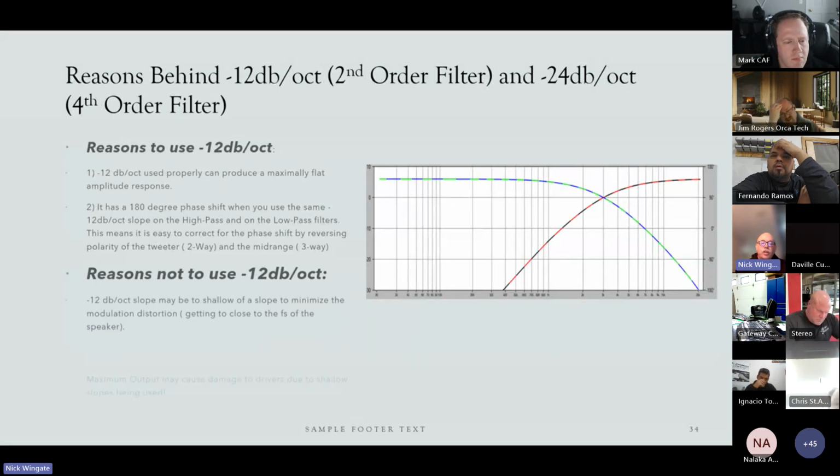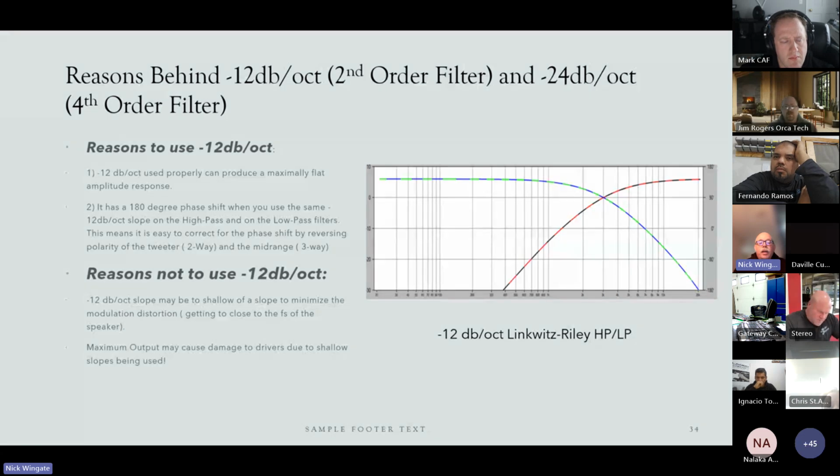Now, reasons not to use it. One of the things that we want to take into account is maximum output. When we have people that listen to things really, really loud, like 110 dB, 115 dB in that range, this is when I recommend do not use 12 dB. Please stick to a 24, because at maximum output, quite frankly, you're going to probably overdrive a tweeter and the mid-range. And we don't want to do that because that burns voice coils.